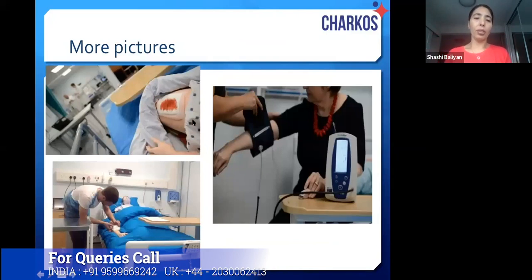Then there are some more pictures. This is how a mannequin will look if you have to do a dressing change. It might be any part of your limb, an abdominal dressing, or an arm, where the dressing is going to be like that and you will be required to change it. You can see someone here trying to change the dressing, and someone trying to take the blood pressure. You can also see a pulse oximeter over here.